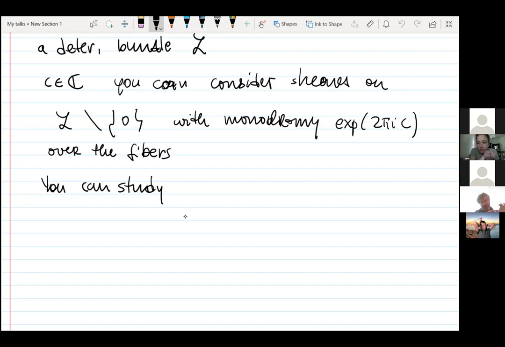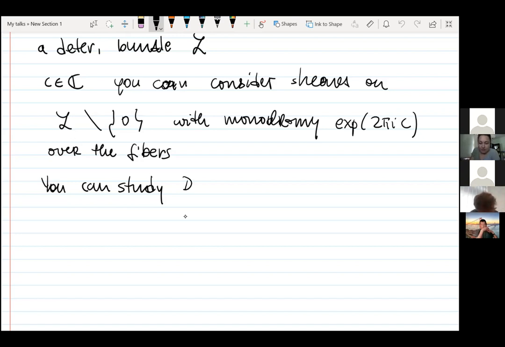If the total space of your C star bundle is just X times C star, then you can take the constant sheaf on X, multiply by the corresponding local system with this monodromy over the fibers, and start tensoring with this. If you start with the usual untwisted sheaf and multiply by this thing, it's easy to see that if the line bundle is trivial, then twisted sheaves are the same as sheaves. So this notion of twisted sheaves is sheaf-theoretic because you can do it on any open subset of X, and if the open subset is small enough that L can be trivialized, that's the same notion as before. But we get some kind of sheaf of categories which locally looks the same as before, but can be glued differently.